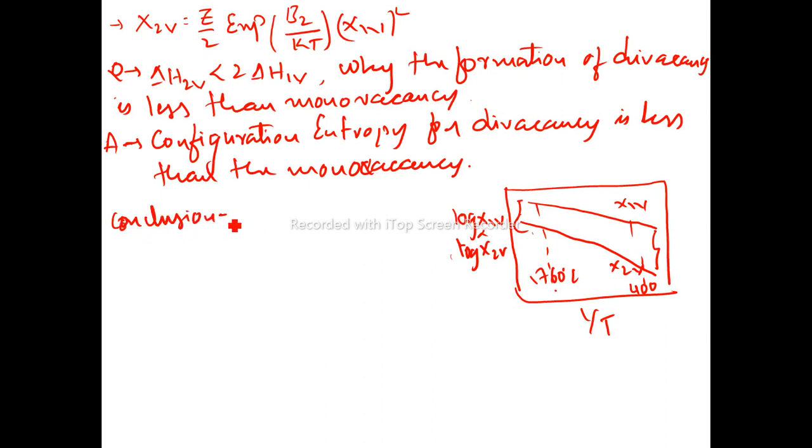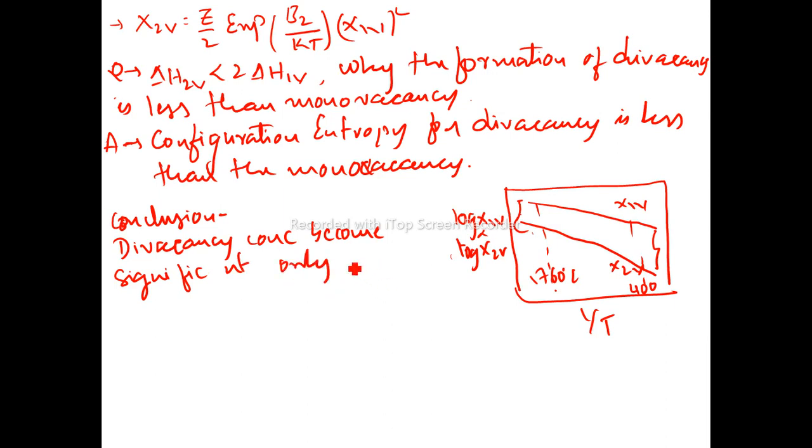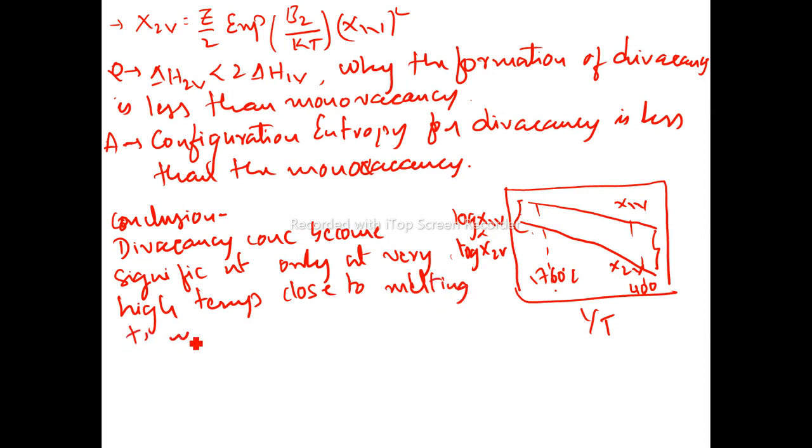So the conclusion that we can write is: vacancy concentration becomes significant only at very high temperature, close to melting temperature. This is the conclusion that we get from this graph.